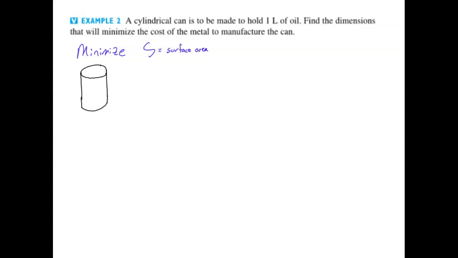Well, all I know is that it has to hold 1 liter of oil. So here's some things you know about a can. You have a radius, you have a height, right? All right, so let's come up with the general formula for surface area.